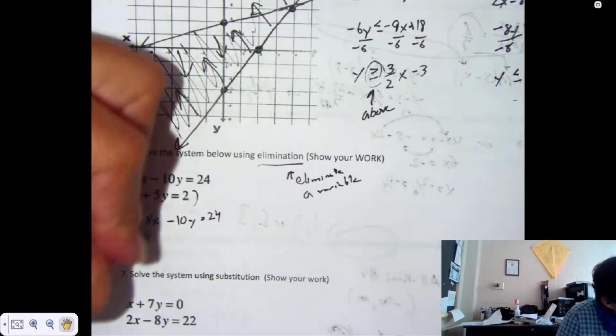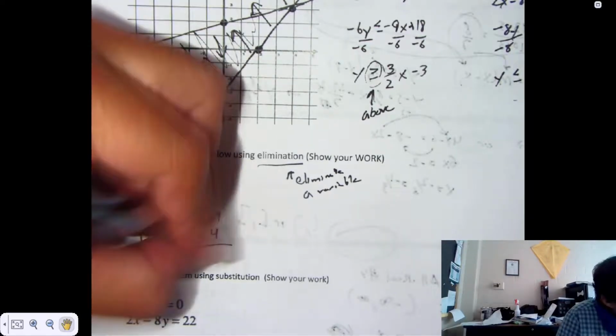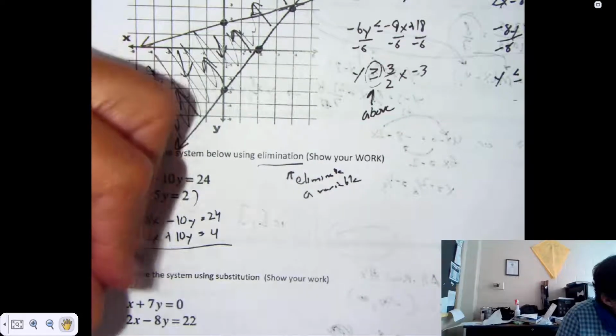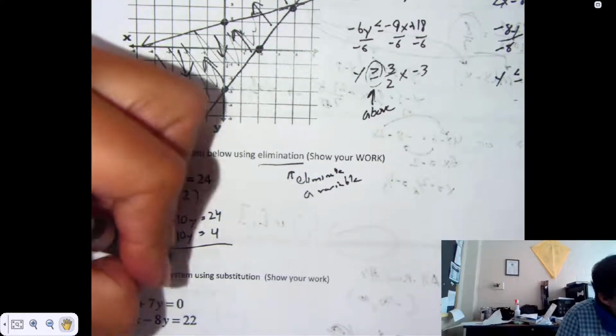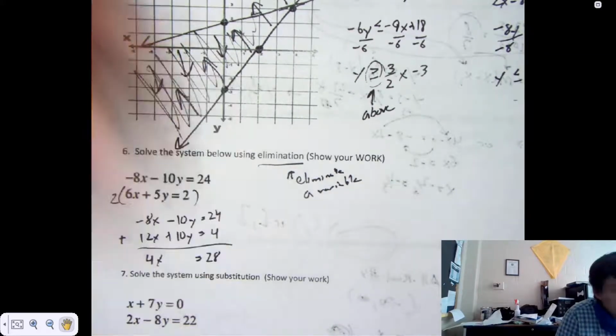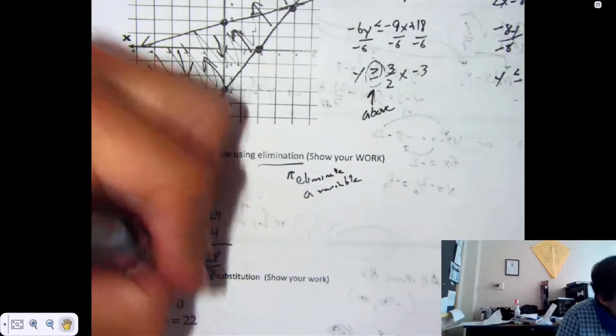If I double the bottom, or the second equation, what would happen if I added? Well, if I add down, I won't have any y's left, kids. All I have to do is divide by 4, and I'll get that x is 7.